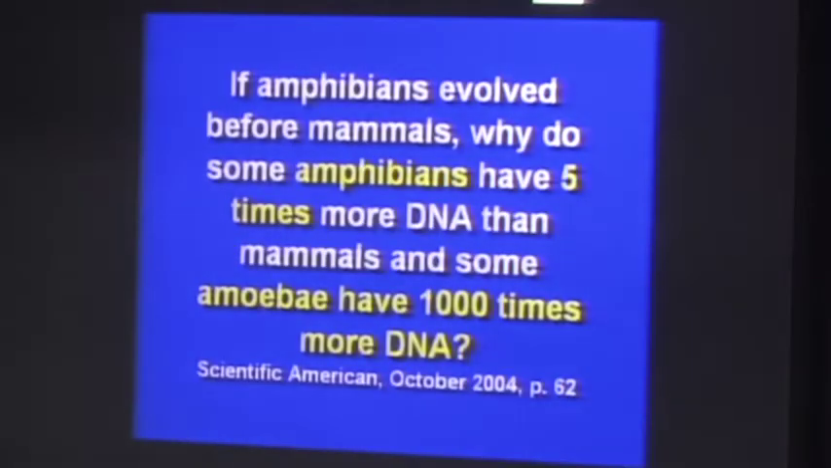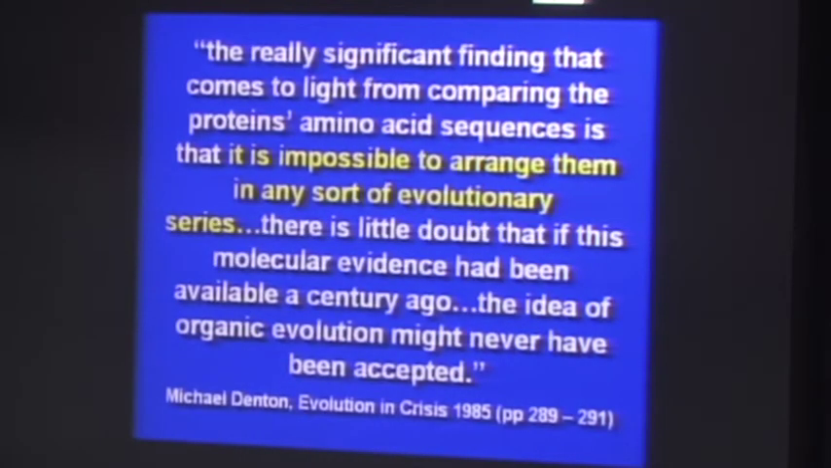And why is it that amphibians have 5 times more DNA than mammals, and some amoeba have 1,000 times more DNA? They don't tell us these things because it doesn't fit their theory. It's impossible to arrange in any sort of evolutionary series based on just one little bit of facts. You better find all the facts. You find out this evolution theory fails miserably. But they tell the kids, we're going to think critically.